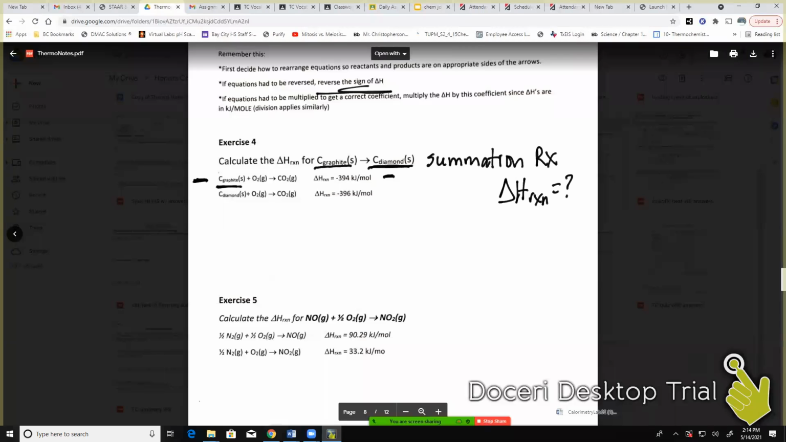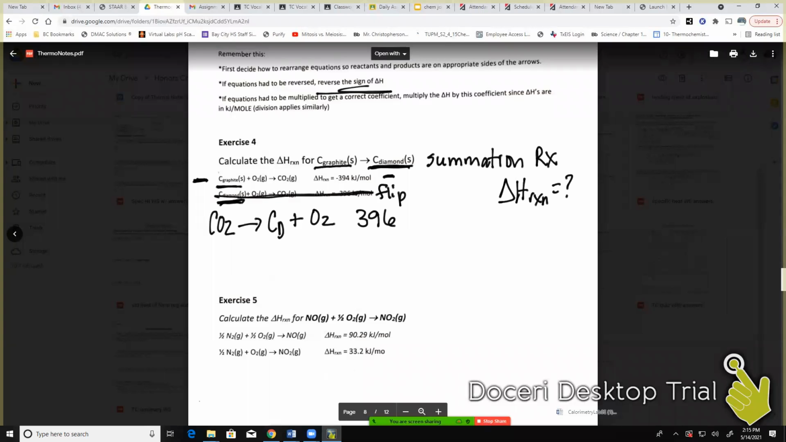Here I need C diamond, but I need it to be a product. And right now it's a reactant, so I need to flip that equation, flip it over, so I can get that on my product side. So it would become CO2 yields C, I'm just going to put CD for diamond, plus oxygen. And instead of negative 396, it becomes a positive 396.